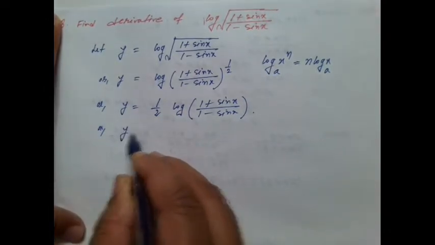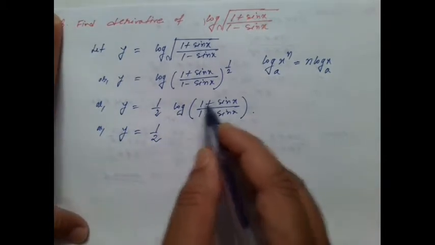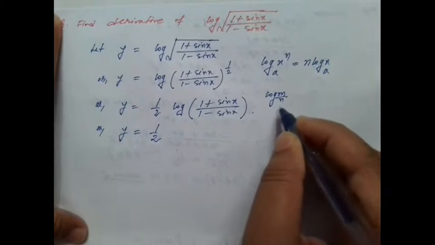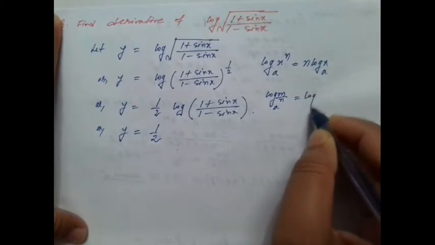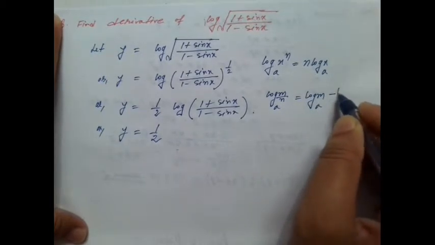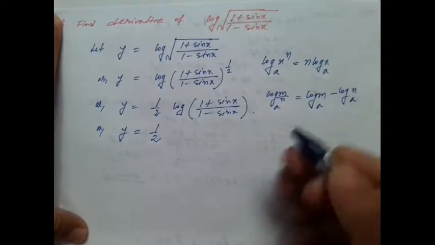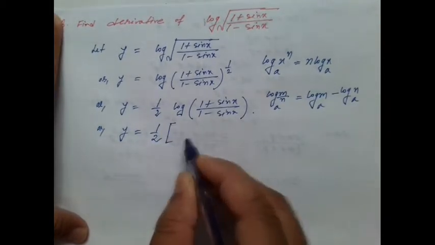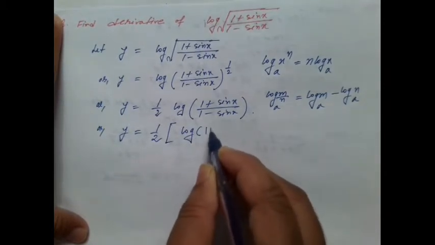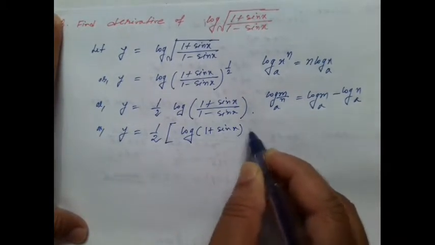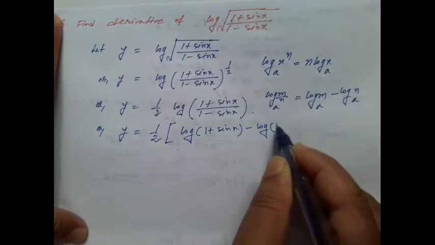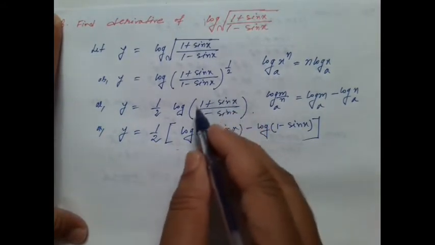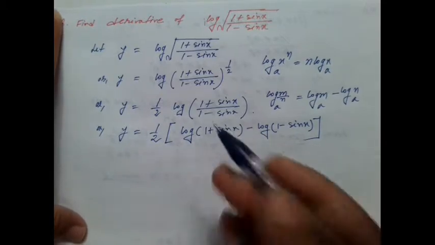Now y equals half, and we have log m by n to the base a, which means log m to the base a minus log n to the base a. So we can write within a bracket log of 1 plus sin x minus log of 1 minus sin x. Here 1 plus sin x is our m and 1 minus sin x is our n.